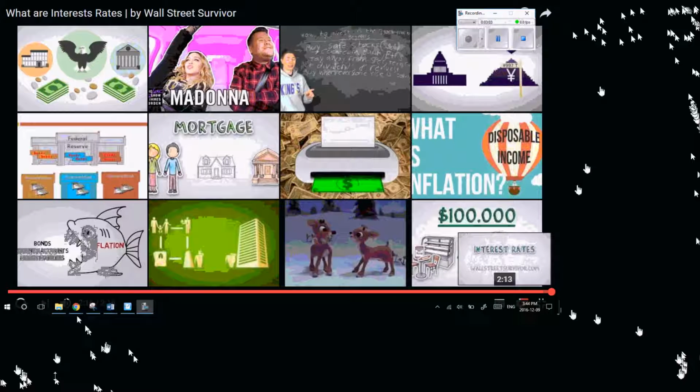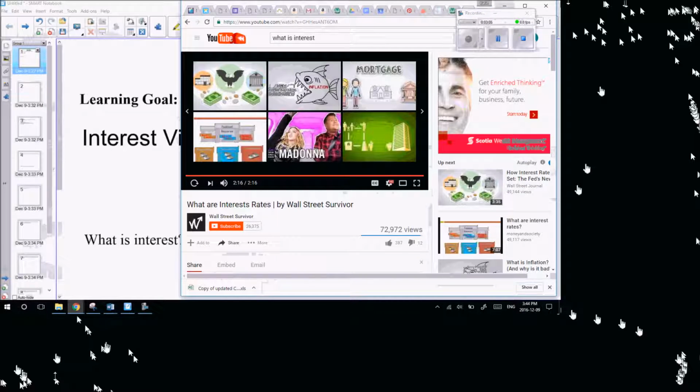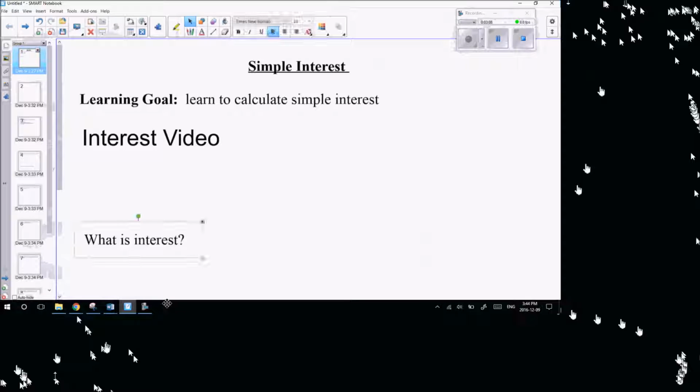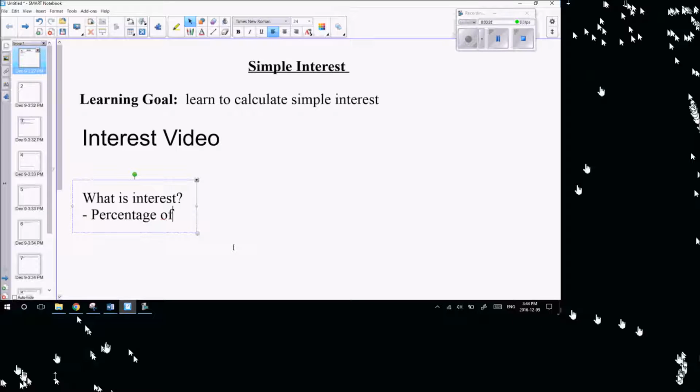Okay, so now that we've watched that video, that gives us a nice little introduction into interest. Let's just look at what is interest. So let's list out, so we have it in our notes, what interest is. So the first thing is that it's a percentage of the money borrowed or the money that's invested. So that's the first thing.